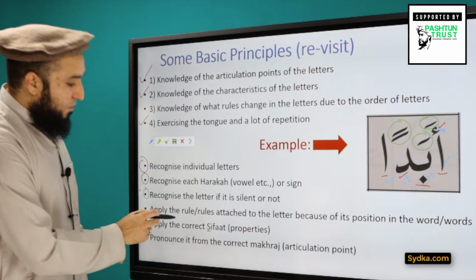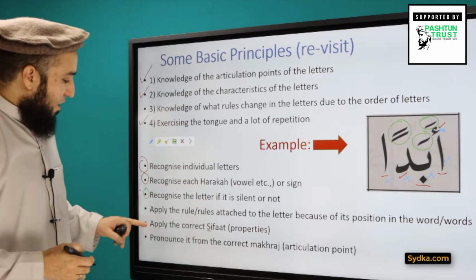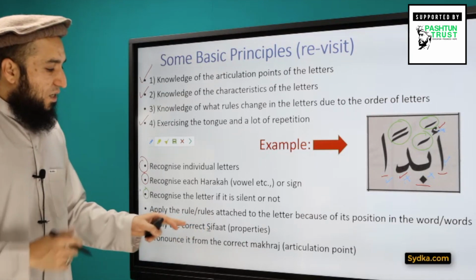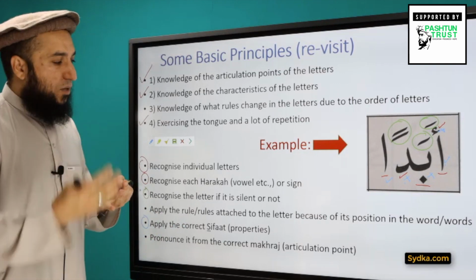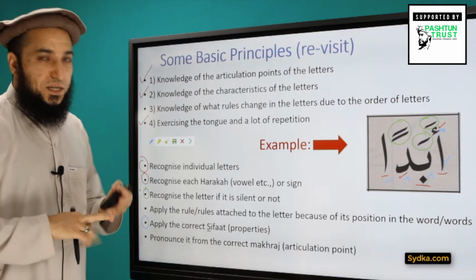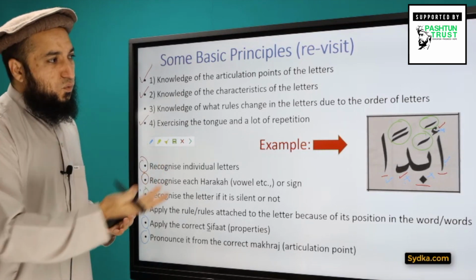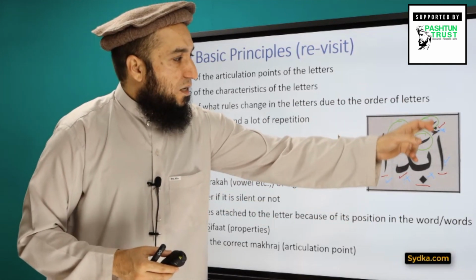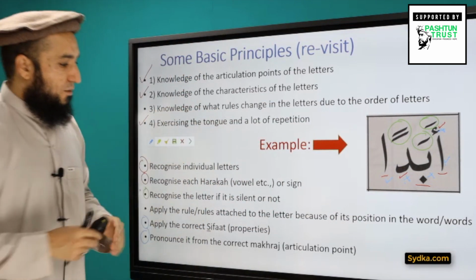The next step is we apply the rules that attach to individual letters. We will study that in advanced level. Then we apply the correct sifat. We have studied only a few of them. One of them is whether the letter is heavy or light. So we apply those rules, and the rest we will study in advanced level. The next one is pronouncing each letter from its correct makhraj, articulation point. The other one we can add is we count how many syllables there are. For example, here is a, one, ba, two, then. So there are 3 syllables in this word.